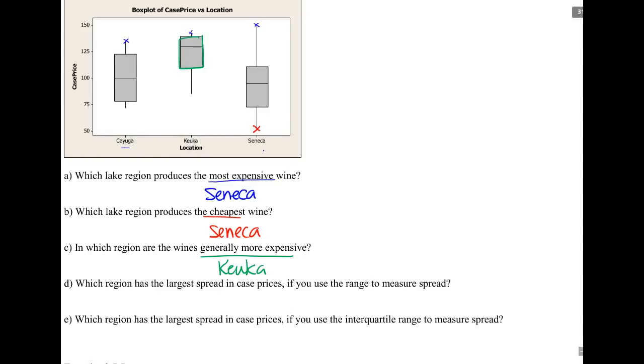And then we have 2 last questions here. Which region has the largest spread if you use the range? So largest range is, remember, just max minus min. And we could actually calculate this for all of them, but there's no reason to. We can actually look at each of these and see there's a huge spread in Seneca versus the other 2.